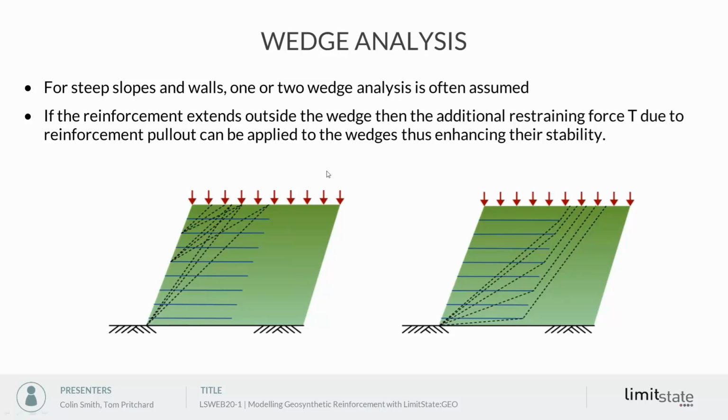So if we're looking at a wedge type analysis, for example sliding on that plane, then essentially we do a classic sort of Coulomb wedge calculation, but include additional forces acting along each line of reinforcement equivalent to the pull-out force that is available in that reinforcement position.